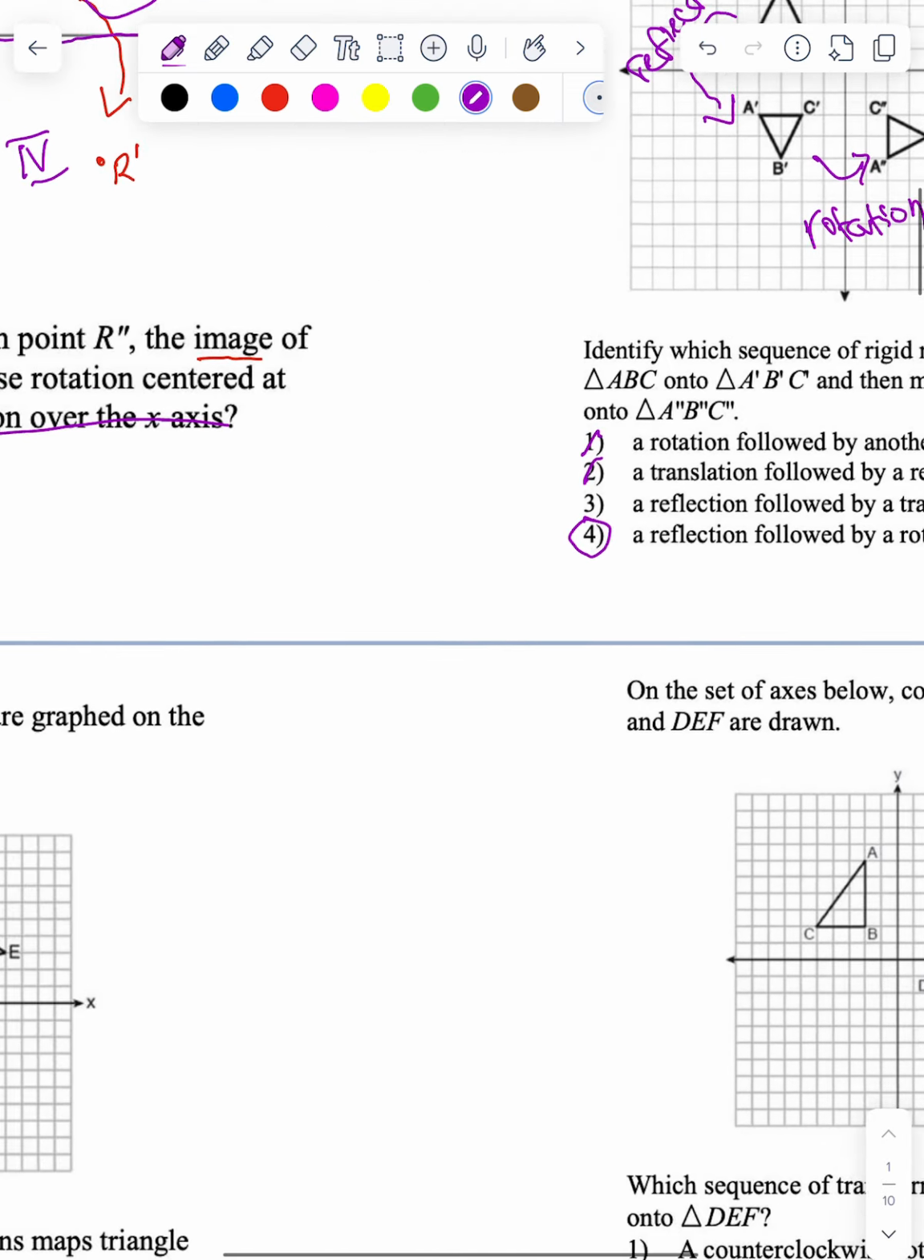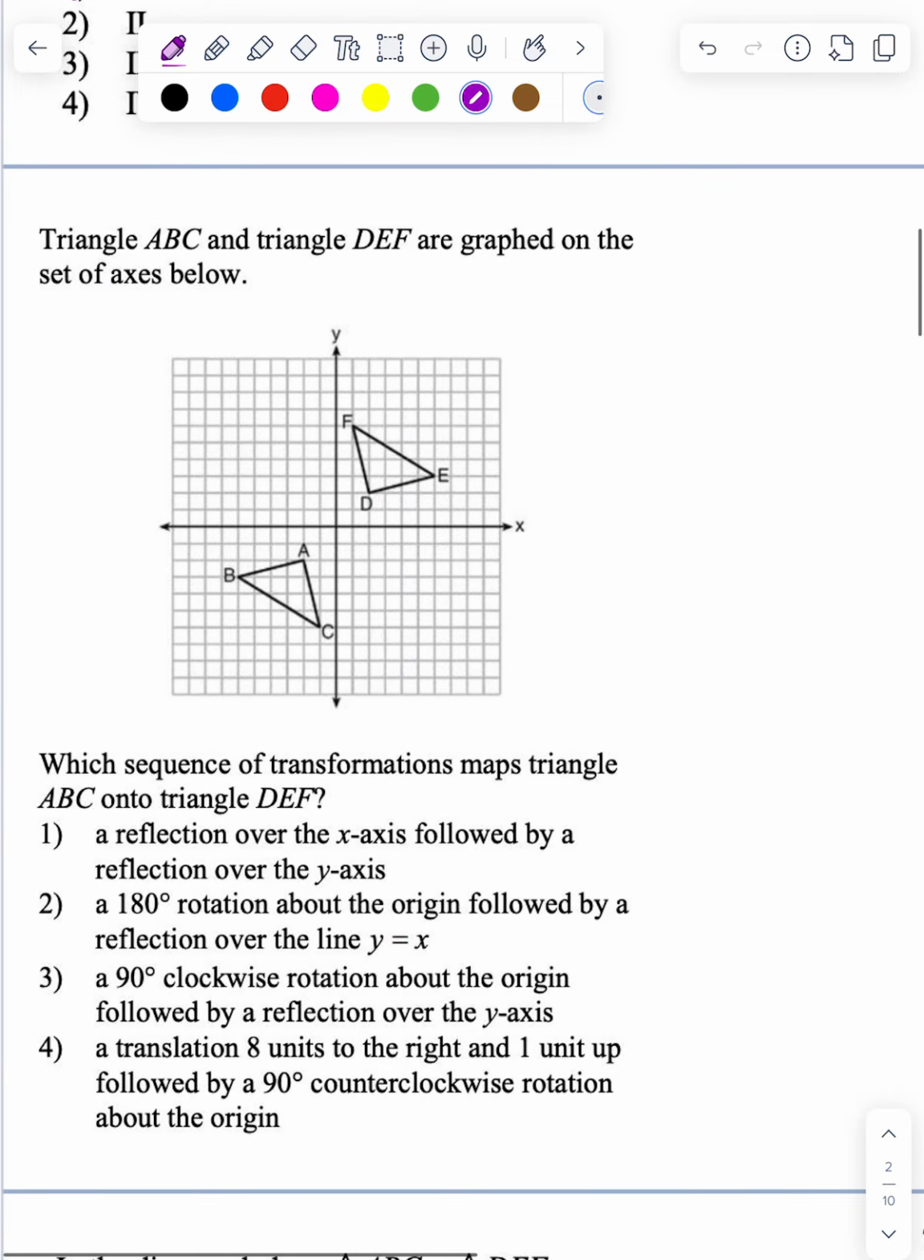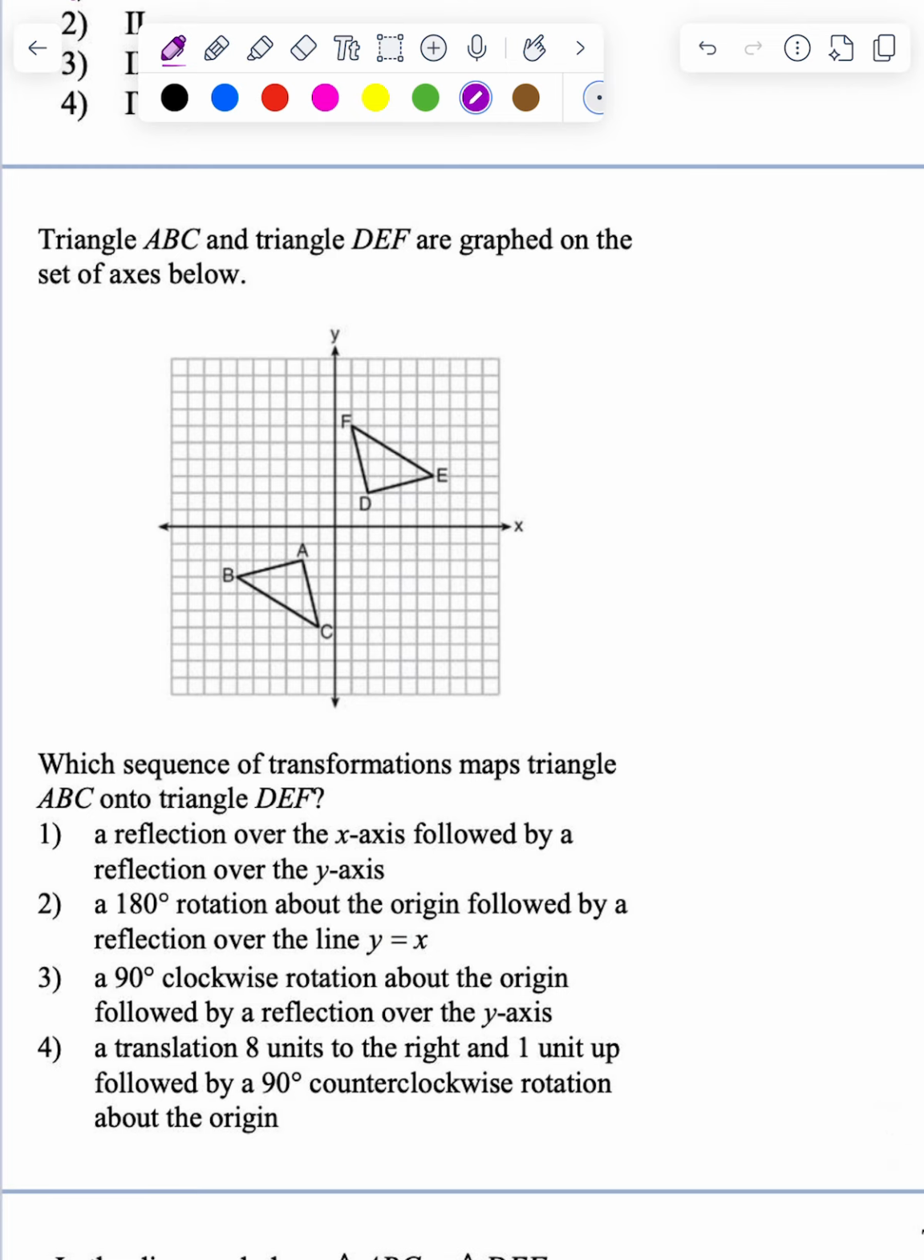And for all of the questions going forward, you should pause the video, take a moment to think about which answer choice you would select, and then you can unpause the video to see if you picked the correct answer.